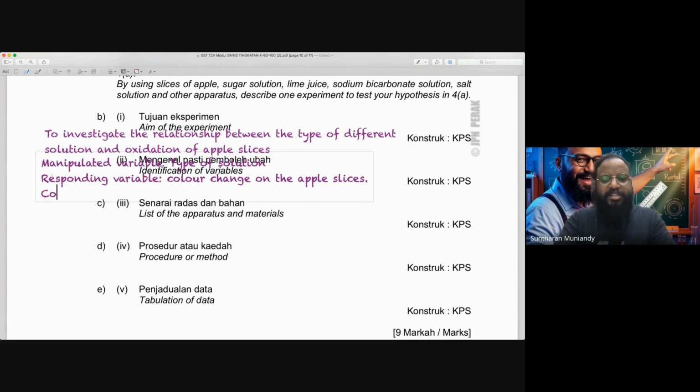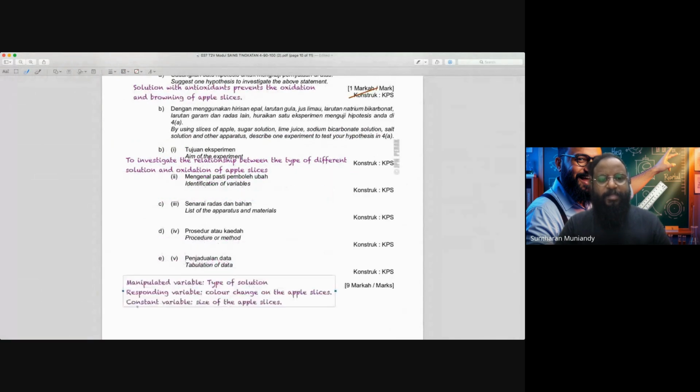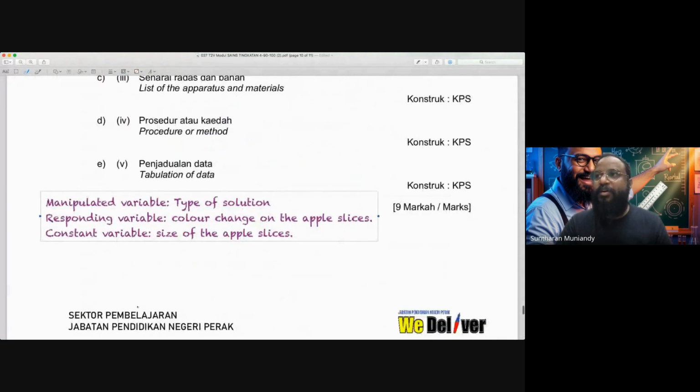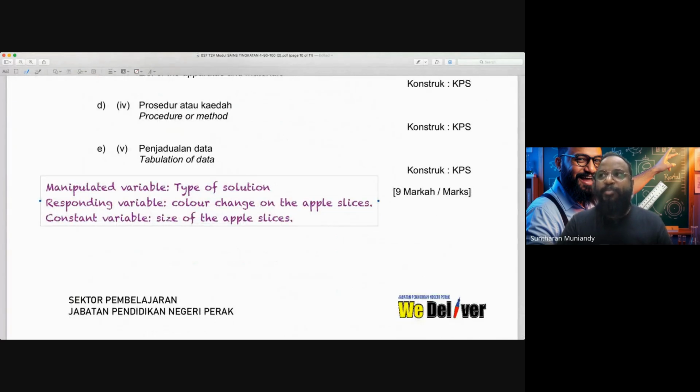And then you got the constant variable, something that you did not change, is the size of the apple slices. Okay, these are the manipulated variable, responding variable, and also the constant variable, which is something that we didn't change in that experiment.